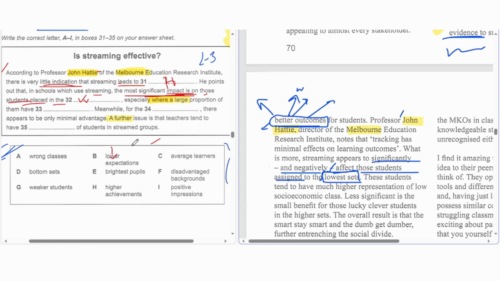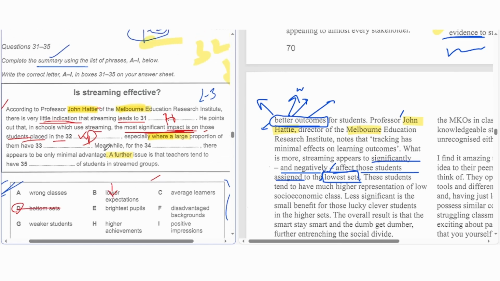Now you go here and try to find out. I am sure you already found the answer. It is D, right? Lowest sets, bottom sets. Done. Don't concentrate here now; you're done with concentration here. Now go and try to find out what they want you to find in the next question.